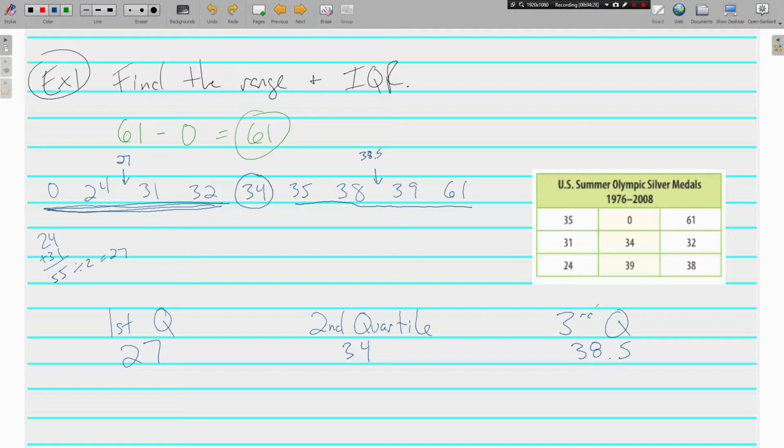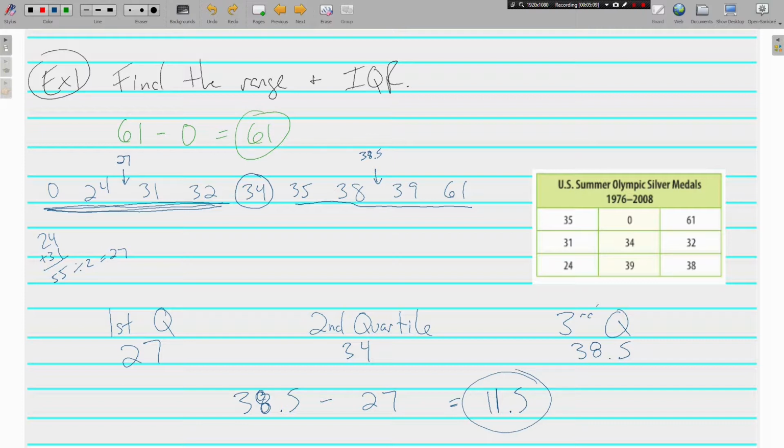So now, what's our interquartile range? Remember from the other screen, it's the third quartile minus the first quartile. I'll write this down here. 38.5, that's a really ugly 8, isn't it? 38.5 minus 27 is 11 and a half. This is the interquartile range. It's the range of the middle half of our data.